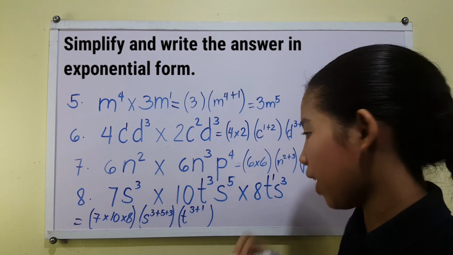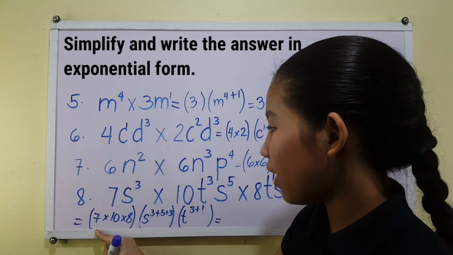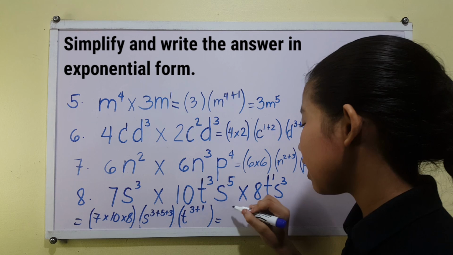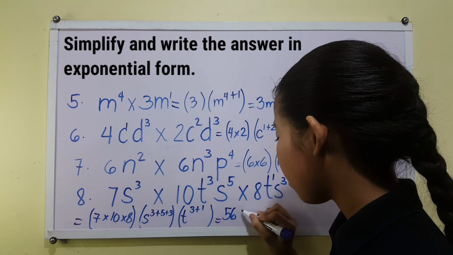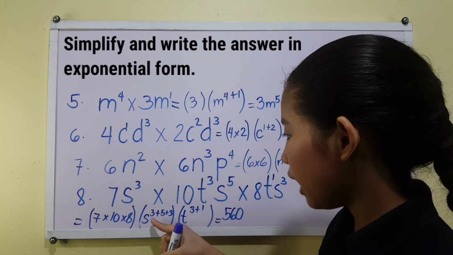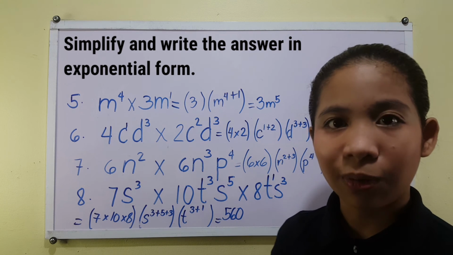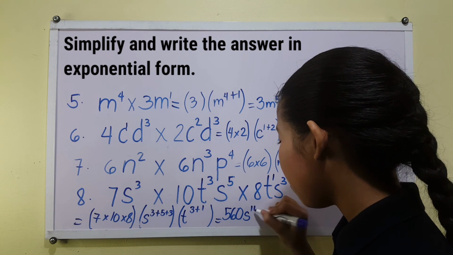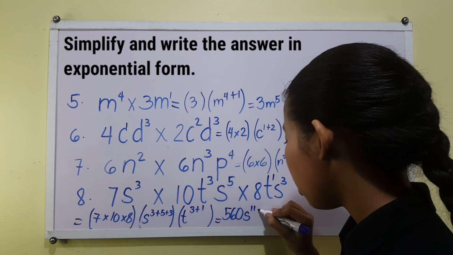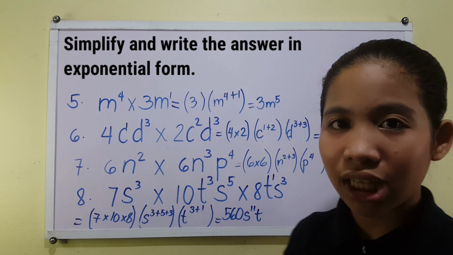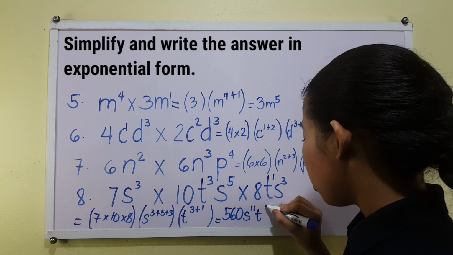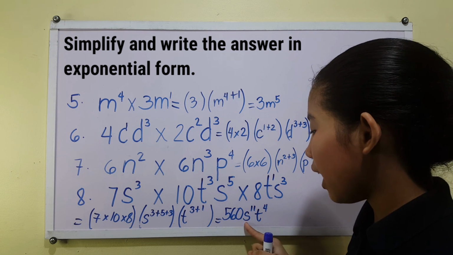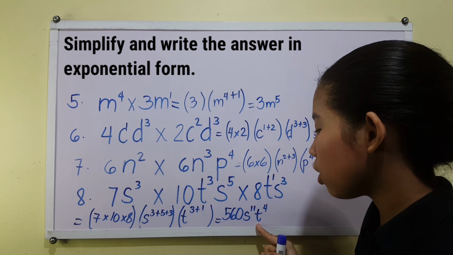Let us now simplify. 7 times 10 times 8 is equal to 560. And 3 plus 5 plus 3 is equal to 11. So we have s to the power of 11. And we have t to the power of 3 plus 1 is equal to 4. So our final answer is 560 and s to the power of 11 and t to the power of 4.